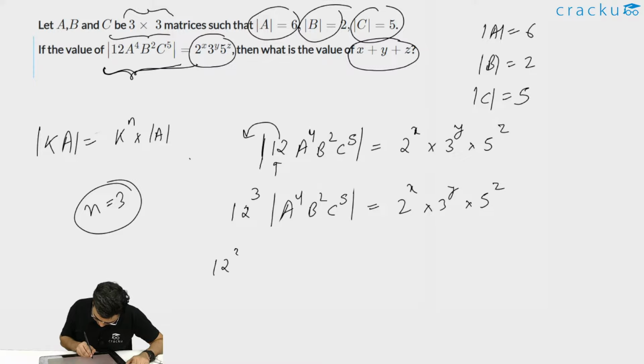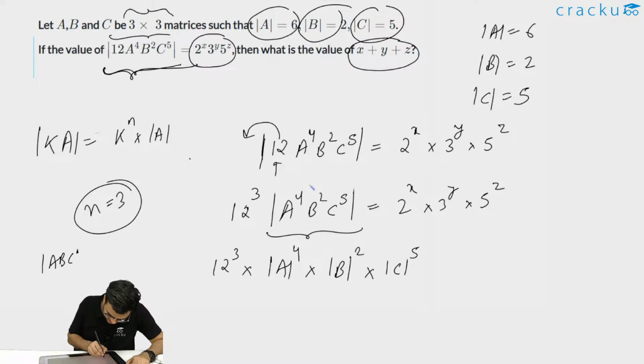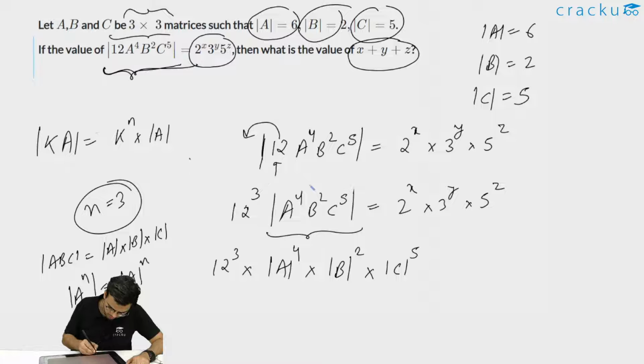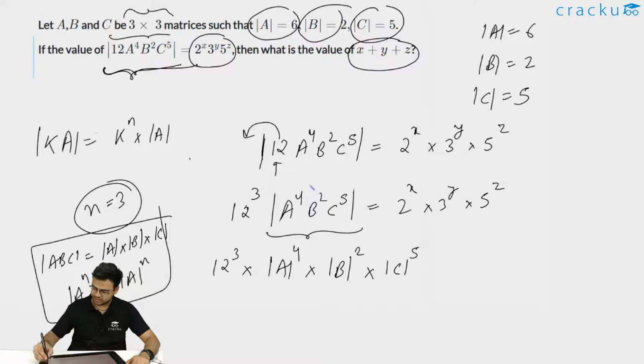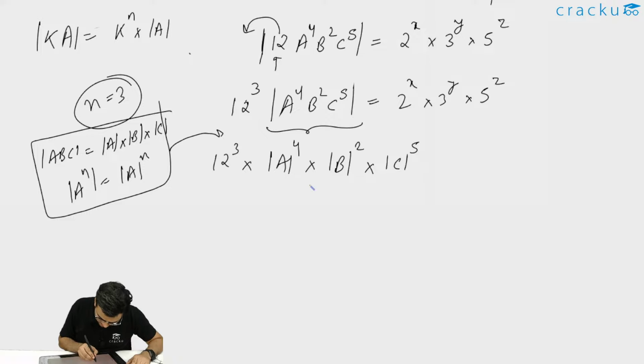So this 12 cube, now we can open this up as well. We can simplify this equation as well. So 12 cube, determinant of A to the power 4 into determinant of B to the power 2 into determinant of C to the power 5. We first of all discussed that determinant of ABC is equal to determinant of A into determinant of B into determinant of C. Also we discussed that determinant of A to the power n is equal to determinant of A to the whole power n. So these two properties I have applied here.